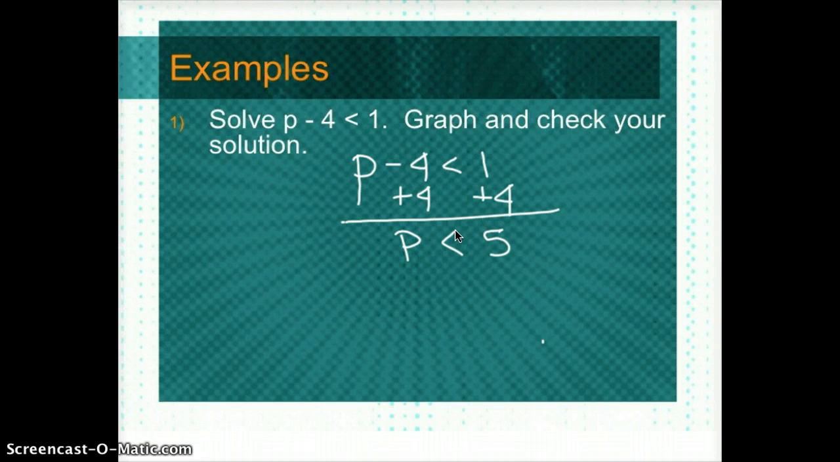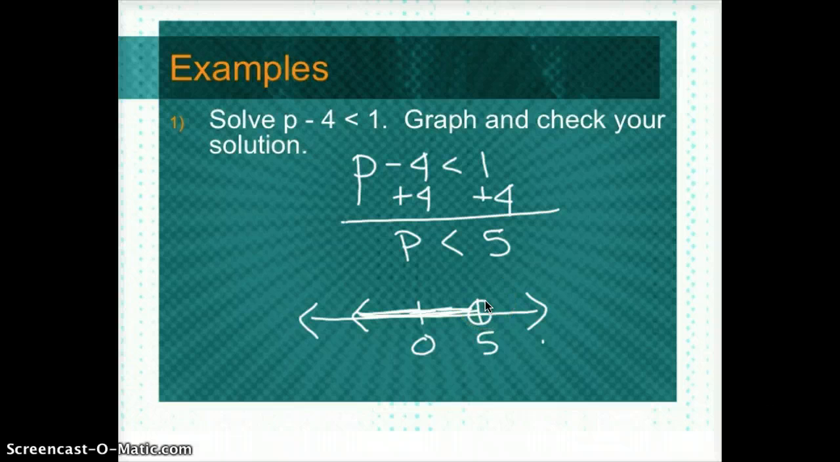So what I'm going to do is graph and check my solution. So I have a little number line. I'm going to put the 0 on, I'm going to put 5, that's my boundary point. And since it's P is less than 5, I'm going to shade everything to the left of 5. Draw my arrow, it's going on forever in that direction. And 5 itself, 5 is not less than 5, so I'm going to draw an open circle.